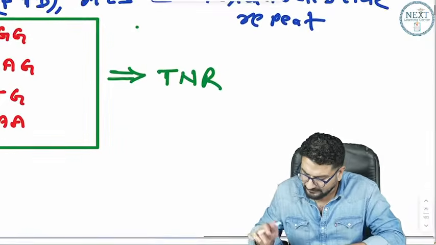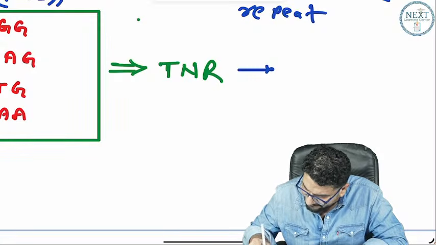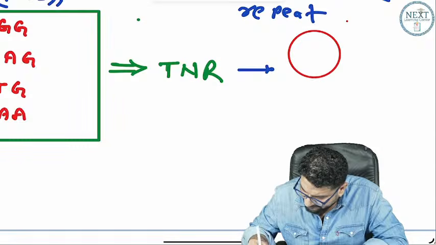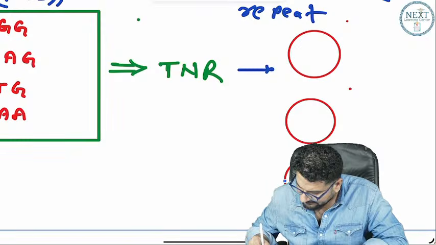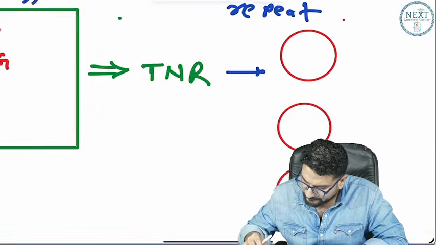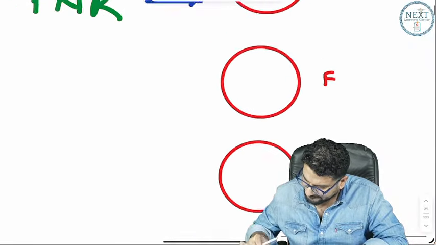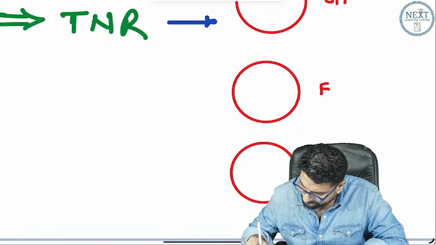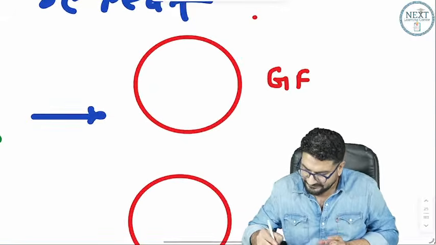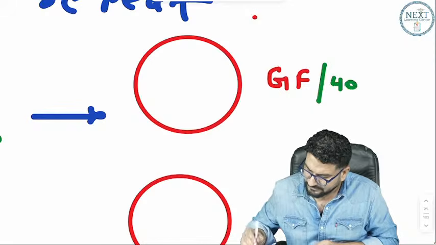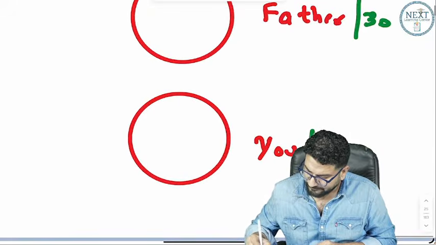Now just remember, all those diseases which have trinucleotide repeat will have a property. What is the name of that property? That property will be, as generation advances, disease occurs early and with more symptoms. Look, let's suppose this is your grandfather, this is father, and this is you. Suppose grandfather has the same disease at the age of 40, father had the same disease in his 30s, and you had the same disease in your 20s.